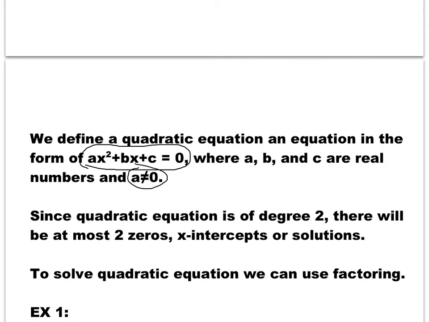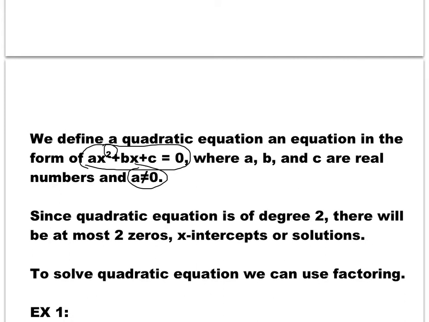Because if a is 0, then you have bx plus c, which is a linear equation, and this is not a quadratic anymore. Now, if you look at the exponent of a quadratic equation, the maximum exponent is 2. So this is a degree 2. And since the degree is 2, we can have at most 2 zeros. There is a possibility of having no zeros, or even 1 zero or 2.